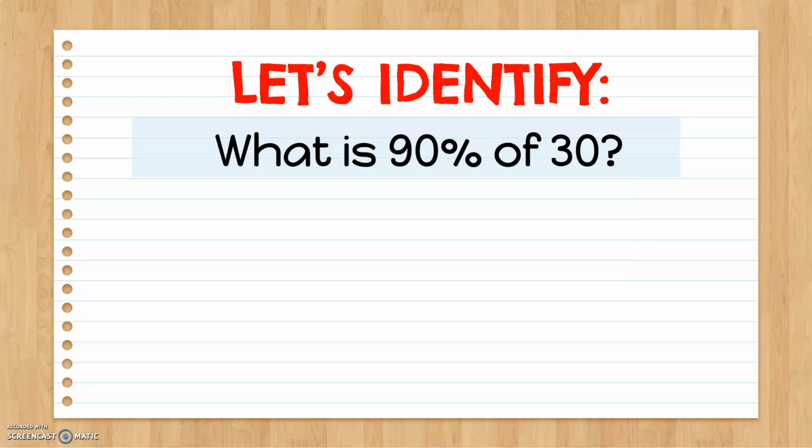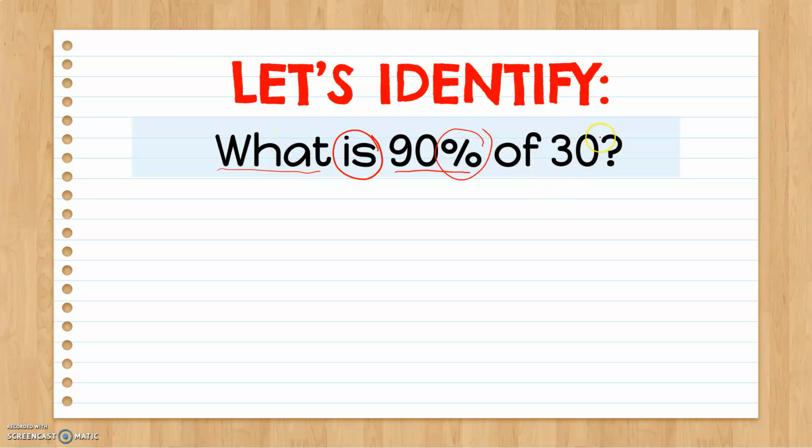So in this question, let's identify which one is the base, the rate, and the percentage. To find the percentage, our keyword is the word "is." Percentage is located either before or after the word "is." In this case, there's no number before "is," but there's a number after "is," and that number is 90%. But since 90% has a percent symbol, we will not consider this one as a percentage. Rather, this will be our rate. That means we don't have a percentage in this case.